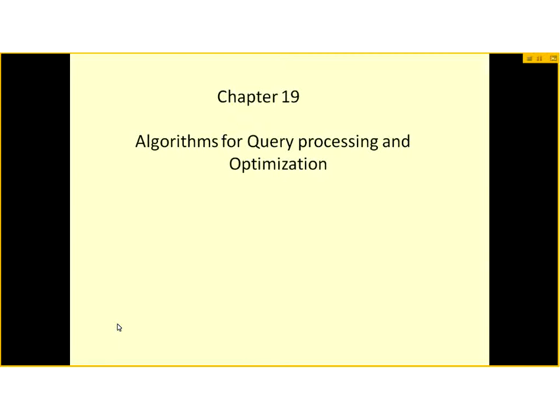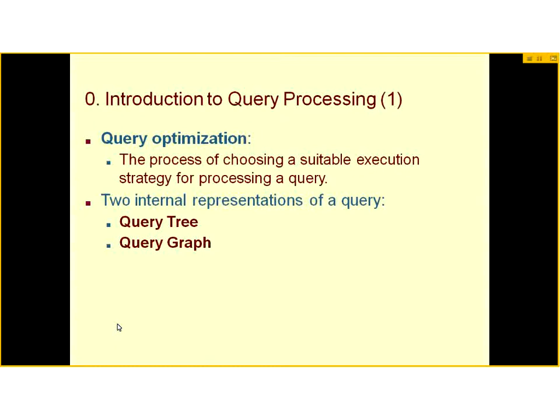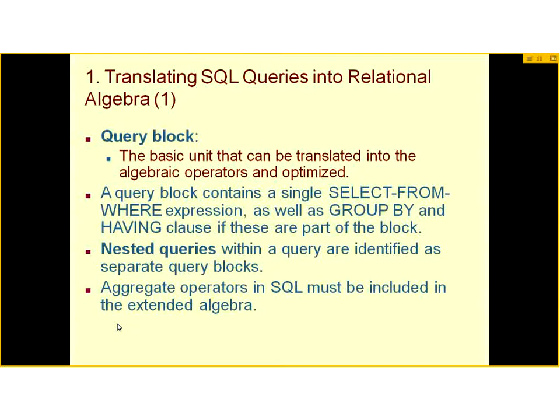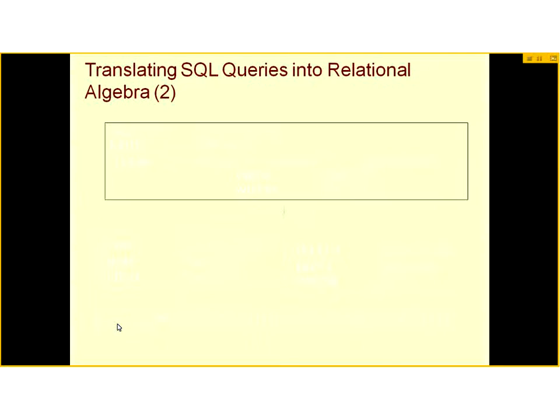And then chapter 19 was about algorithms for query processing and optimization. So what is query optimization? The process of choosing a suitable execution strategy for processing a query. Two types of representations can be used: query tree and query graph. The query block is the basic unit that can be translated into algebraic operators and optimized, like any select from where expression is a query block. There can be nested queries as well, and there can be aggregate operators used as well.